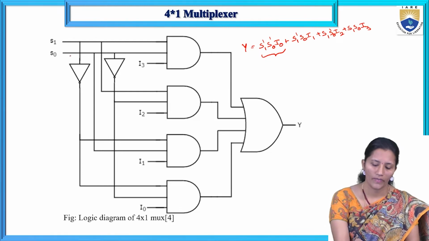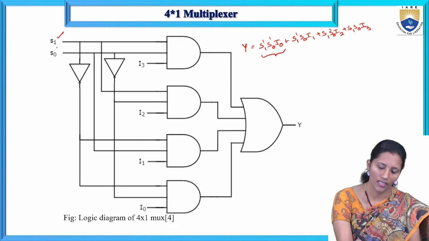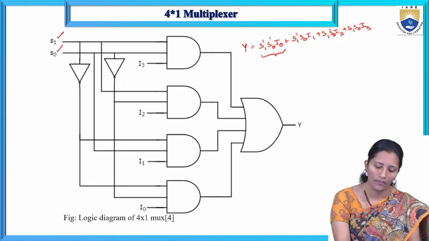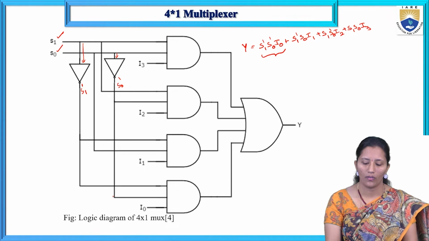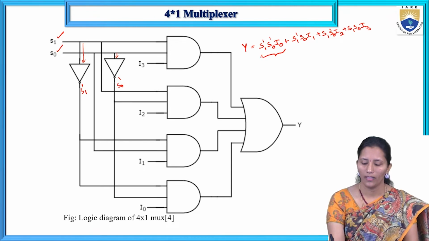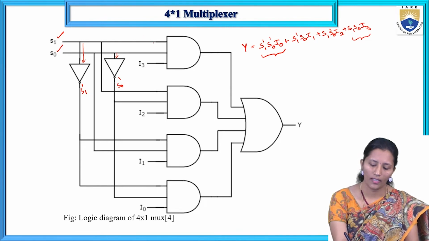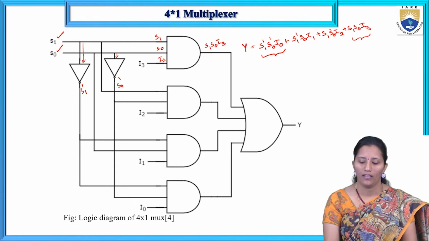Here we are taking two selection lines S1 and S0, and if we give the S1 to the inverter, we are going to get S1 bar, and if we give the S0 to the inverter, we are going to get the S0 bar. Then for the product term S1, S0 and I3, directly we are giving S1, S0 and I3 to the AND gate. The output of this AND gate is S1, S0, I3.